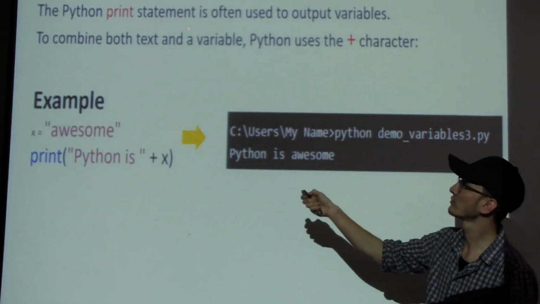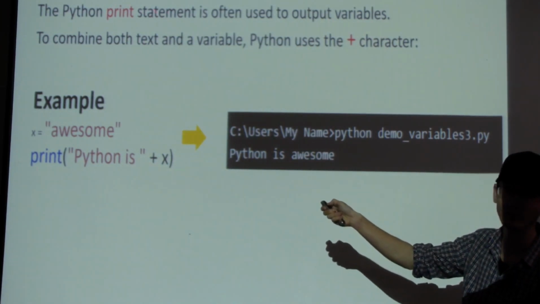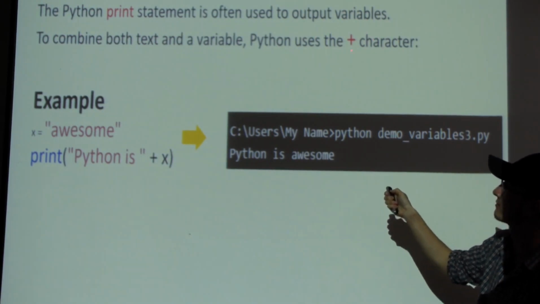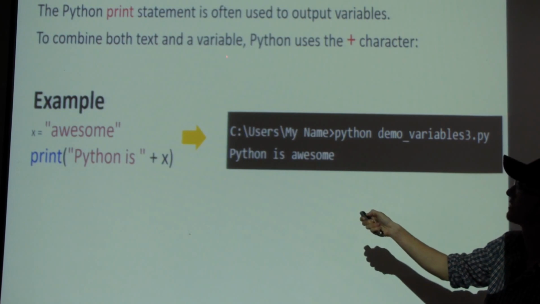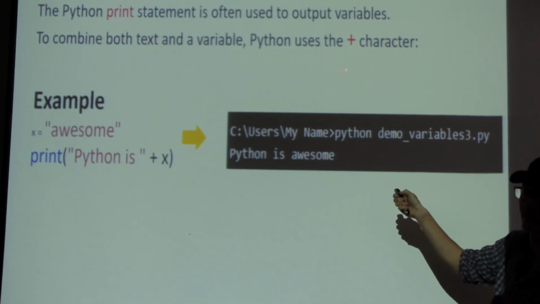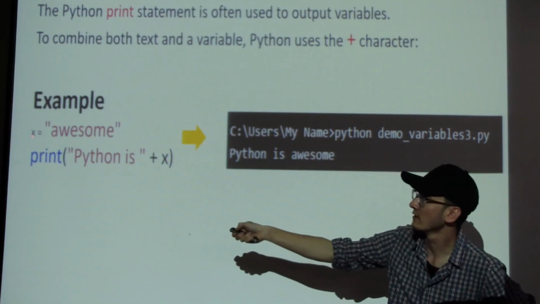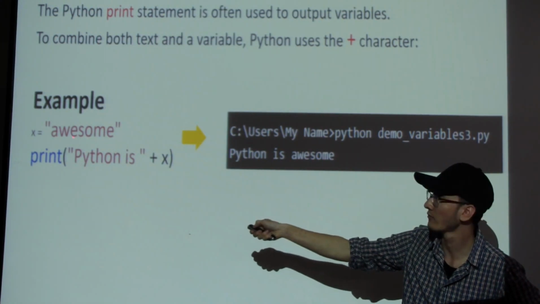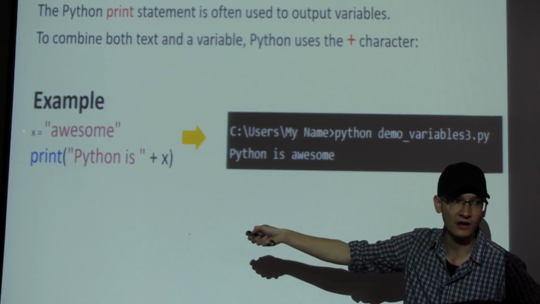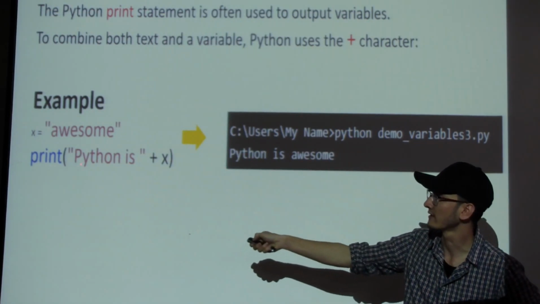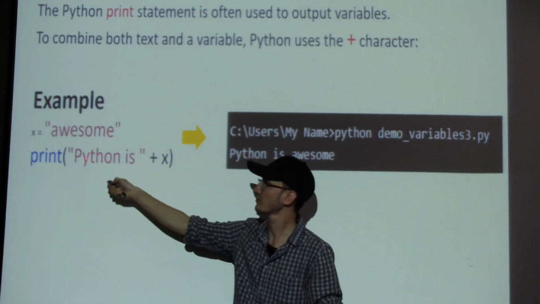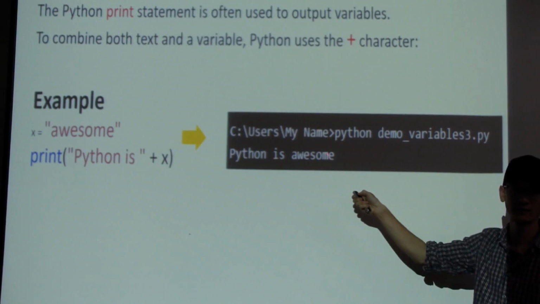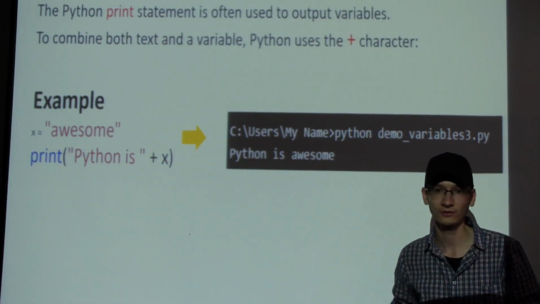Now, output variables. The Python print statement, you know this command, is often used to output variables. To combine both text and variable, Python uses the plus character. Now here we created x variable and we gave it a string value, awesome. Now our x is awesome. We are printing: first we write the string Python is, plus x. Python is awesome. Try typing this code on the computer.